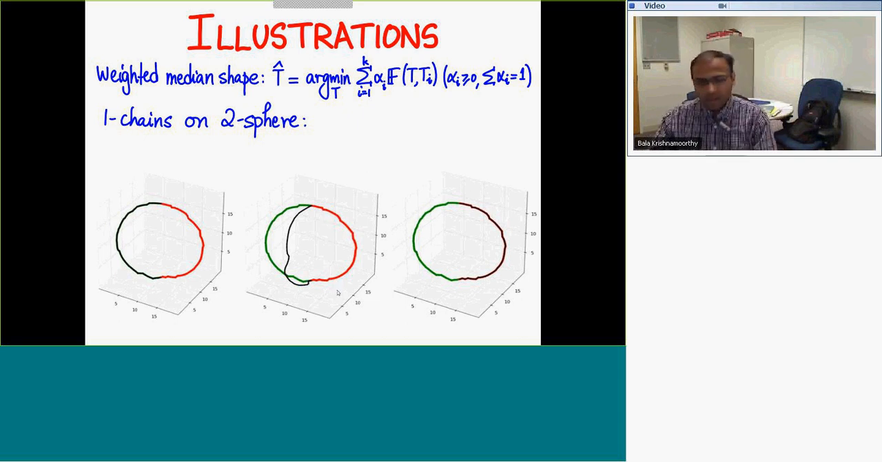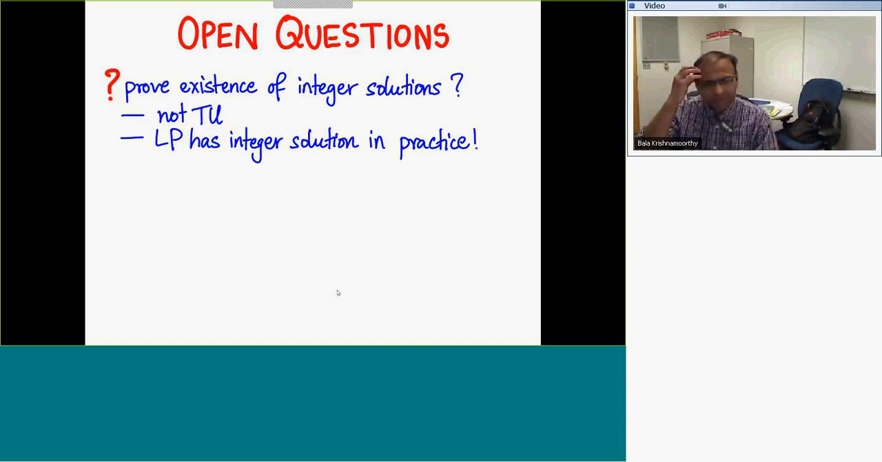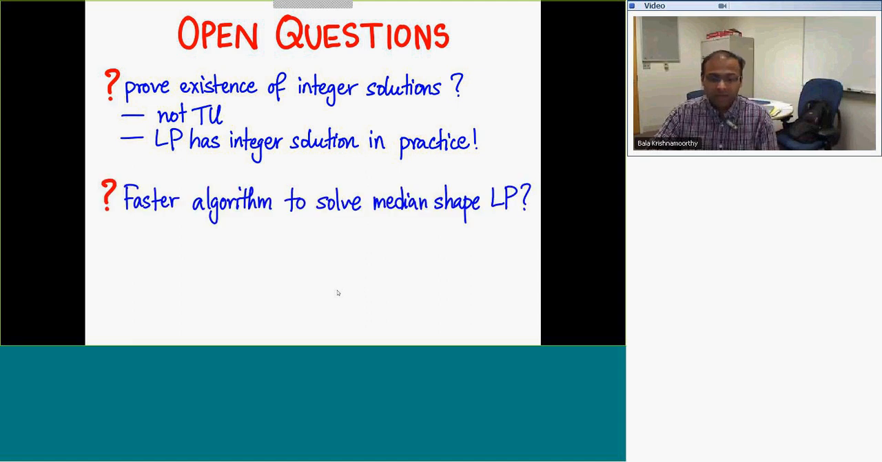Some more results soon. Here are a couple of open questions related to that. As I said, we solve the linear program and we are getting integer solutions for free. Sure, the constraint matrix is not totally unimodular, but in all the cases we have tried, we are getting integer solutions. So maybe there is something deeper there that seems to work. And from the computational point of view, we have defined this nice shape, but we are still solving large linear programs. Maybe there are more efficient algorithms to find these median shapes so that we can apply them more in practice.